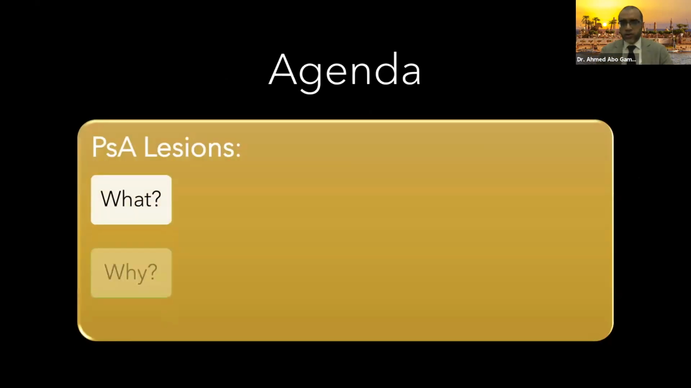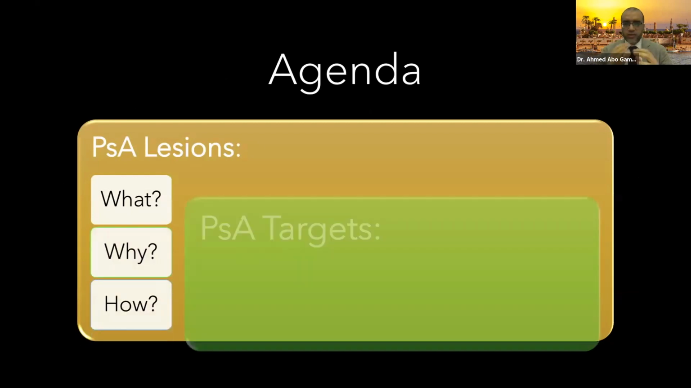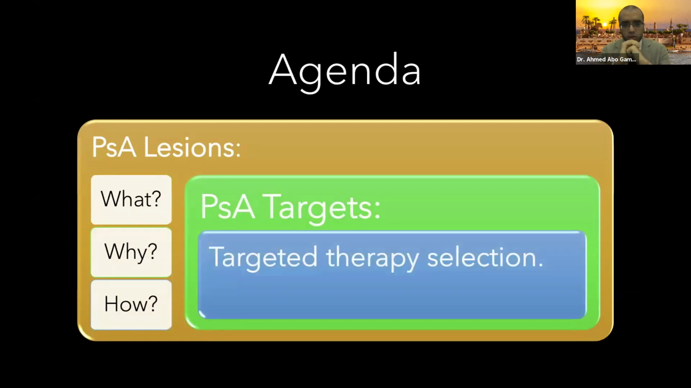Coming back to the agenda, we have almost finished the first part of the presentation regarding psoriatic arthritis lesions and what is happening to develop the three common lesions: synovitis, enthesitis, and dactylitis, with some insights into why we could need imaging help to quantify and detect the actual involvement in inflamed tissues. Coming to the second objective, which is the psoriatic arthritis targets.